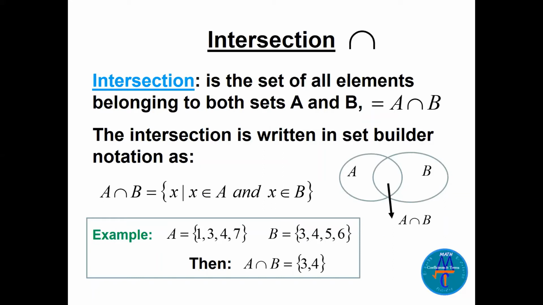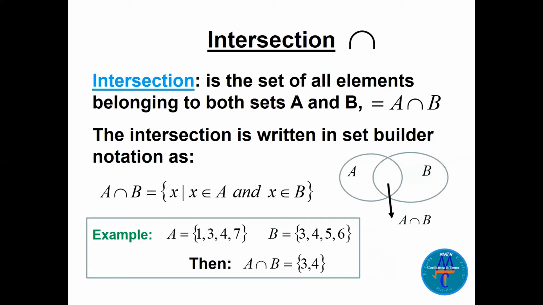Intersection. I think this is so easy. Everyone knows what intersection is. Intersection is the set of all elements belonging to both sets A and B. Simple, easy example: if we have a math class and a physics class, and maybe 5 students in both classes. So these 5 students are taking math and they're also taking physics. So these are in the intersection.